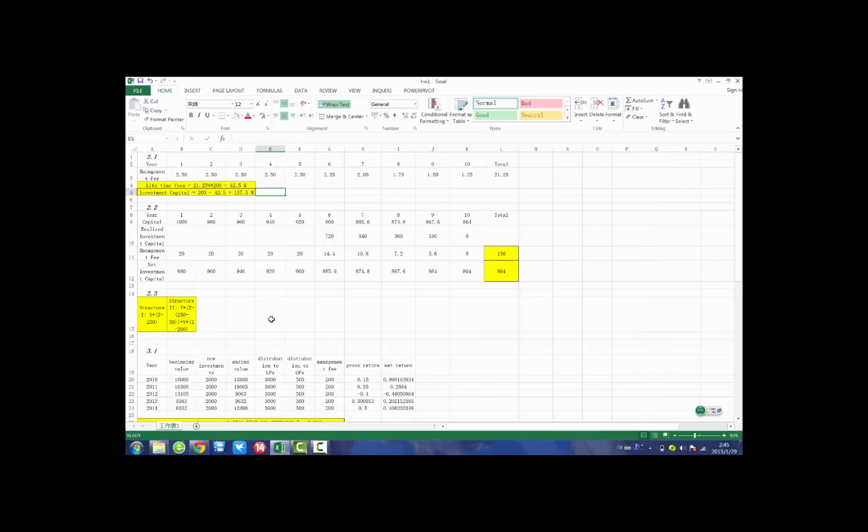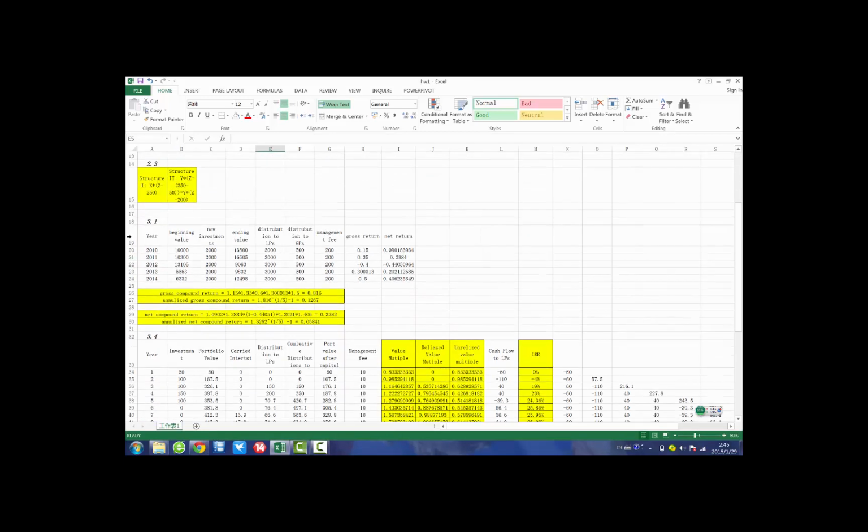And for the fourth question, the third point one. Well, what we do is to list all the stuff that we need in a form, and the gross return. We calculate the gross return for each year first, and then the net return, and just use the function to calculate the gross compound return, the annualized gross compound return, the net compound return, and the annualized net compound return.